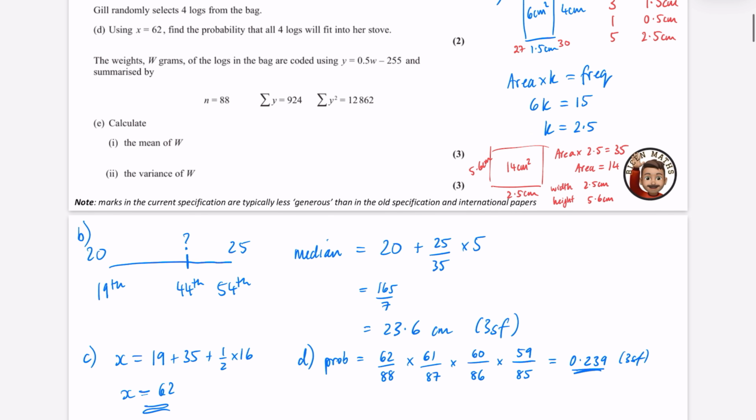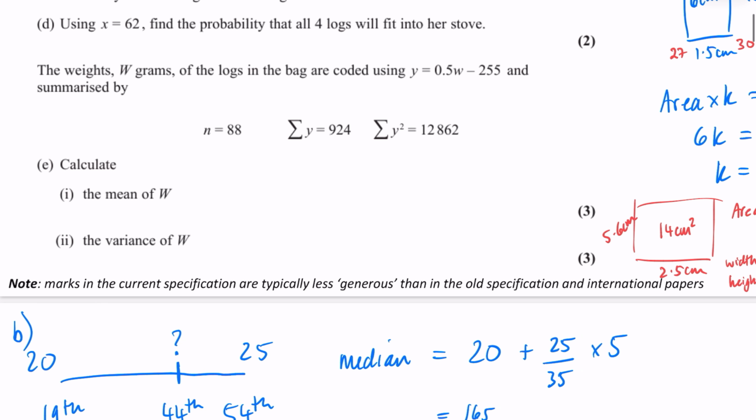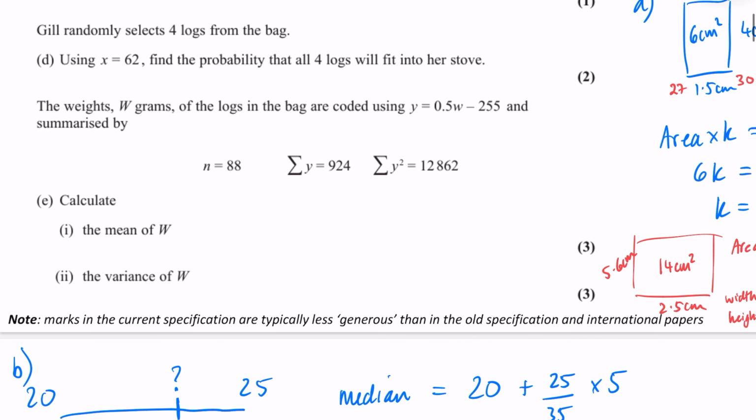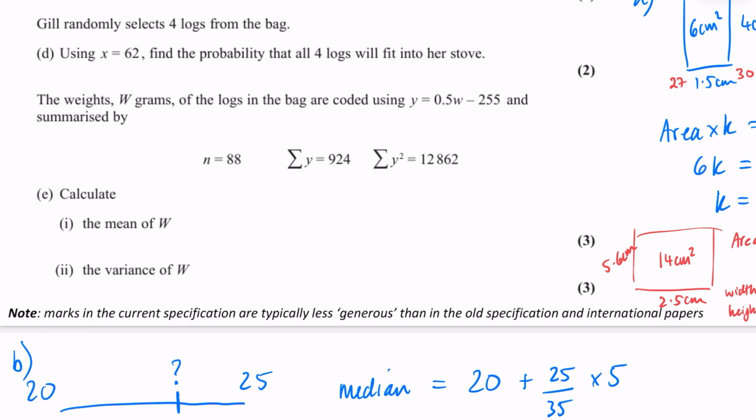And then we have part E, part 1 and part 2. It says the weights, W grams, of the logs in the bag are coded using this. So we're not talking about the lengths anymore. This question was about length. So we're now talking about something completely different. It's the weights. And they are coded using this thing, and they are summarized with these statistics. So we've still got the 88 logs, but we've got the sum of y and the sum of y squared. We're going to find the mean of W and the variance of W. We're just kind of thinking a little bit about coding that we've got here.